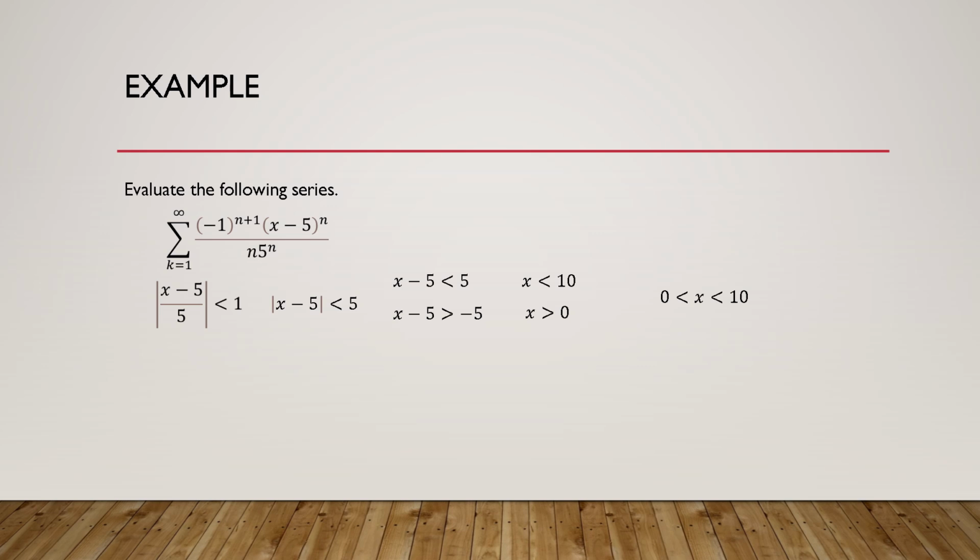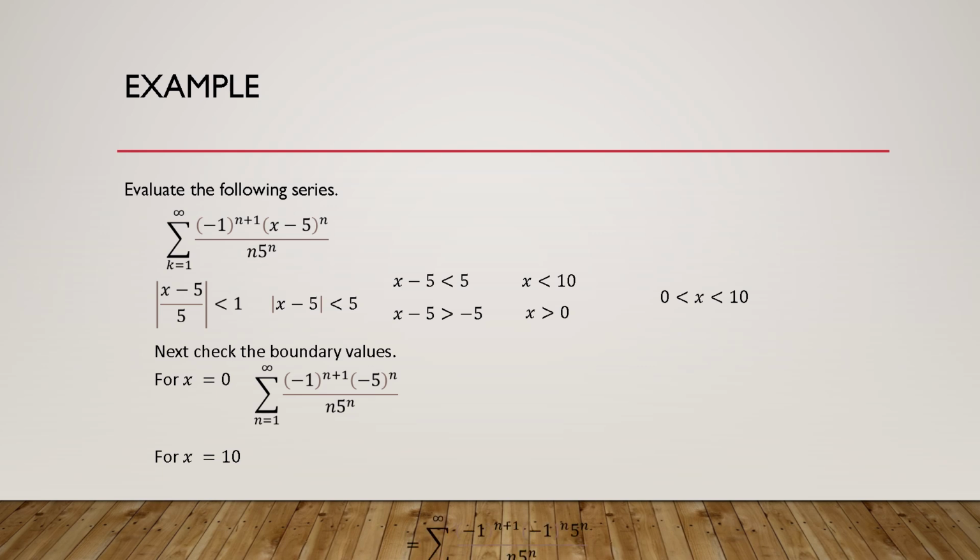Next, we must check the boundary values for convergence, meaning we check the series when x equals 0 and when x equals 10. For x equals 0, the series becomes the sum from n equals 1 to infinity of negative 1 to the n plus 1 times 5 to the n over n times 5 to the n. We can simplify this first by splitting negative 5 to the n into negative 1 to the n and 5 to the n. The 5 to the n's cancel, and we can multiply negative 1 to the n plus 1 times negative 1 to the n to get negative 1 to the 2n plus 1.